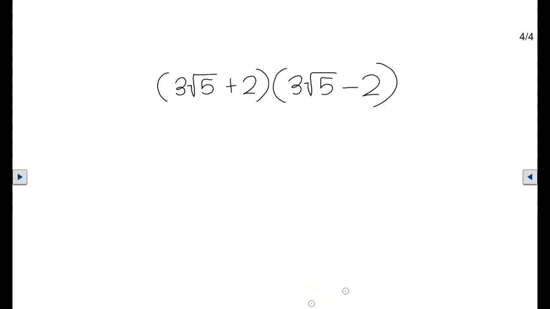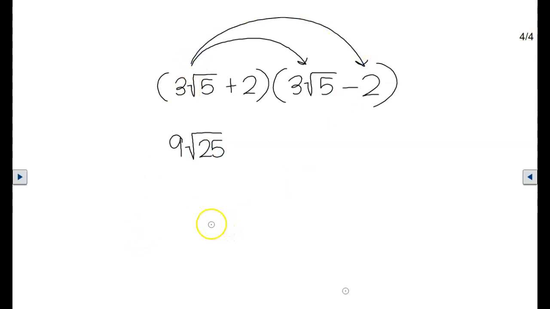All right, let's multiply first. So 3 square roots of 5 times 3 square roots of 5. Outside times outside is 9. Inside times inside is 25. 3 square roots of 5 times a negative 2. Outside times outside is a negative 6. Inside times inside is 5.